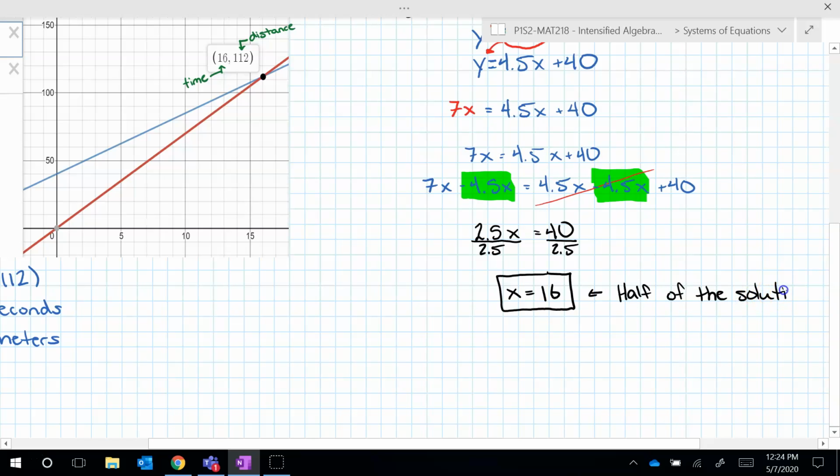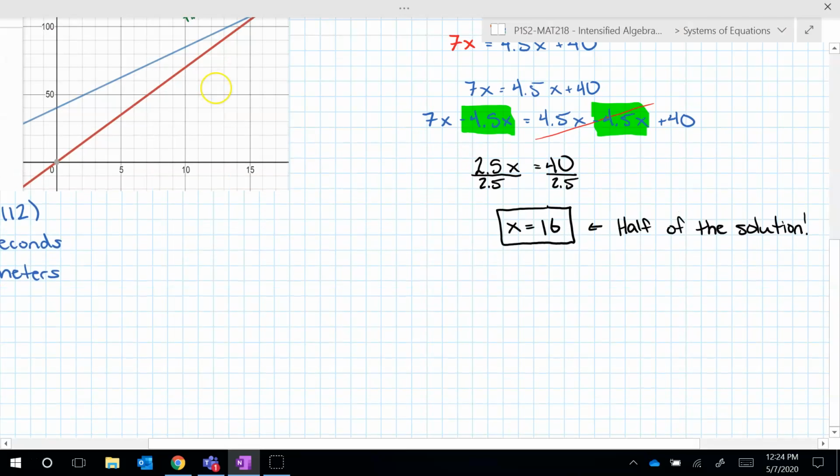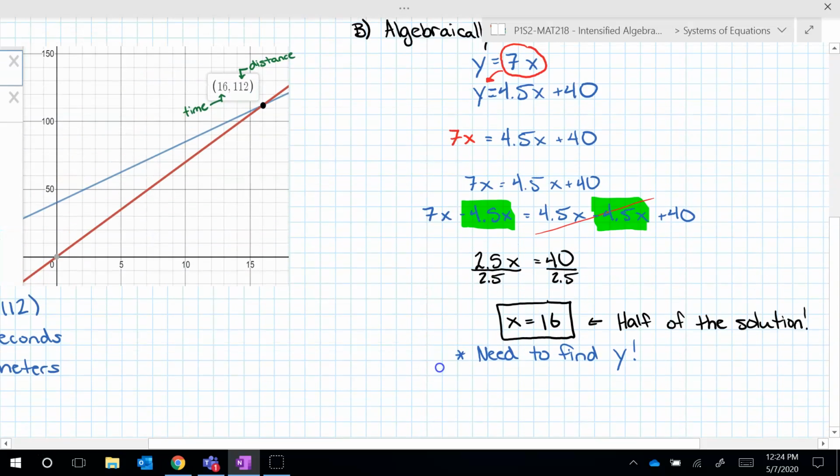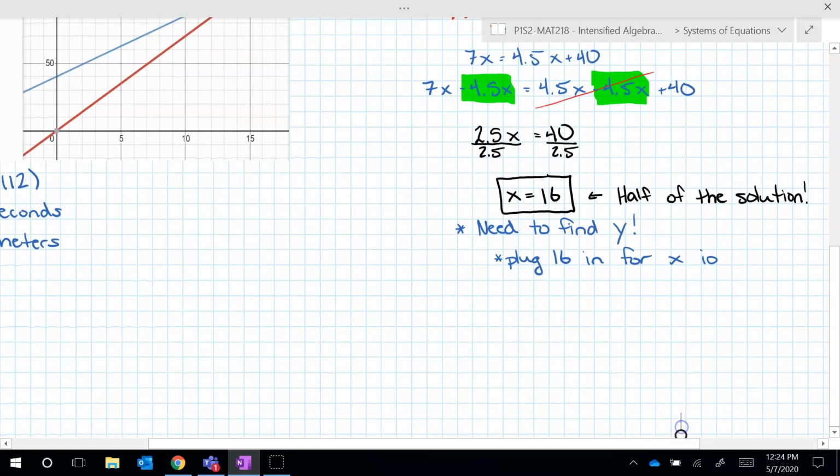I also need to find what the y coordinate is. So to find the y value, right, I have this. The time is 16 seconds. That's how long it takes. But I need to find the other half, the y value. So to do that, we need to plug the 16 back into one of the original equations, right? Plug 16 in for x in one of the equations above.